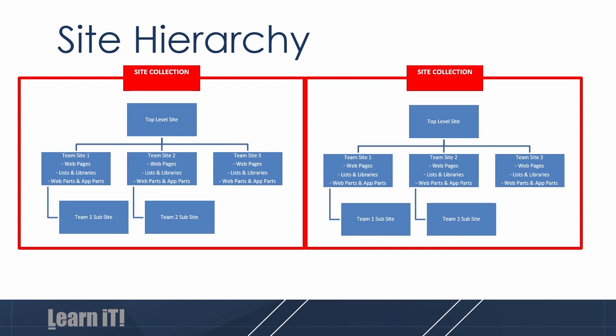So to recap, when it comes to the site's hierarchy, each site is self-contained. They have their own pages, their own lists, their own libraries, their own web parts, their own app parts, and they can even have their own subsites, which then in turn have their own SharePoint components.